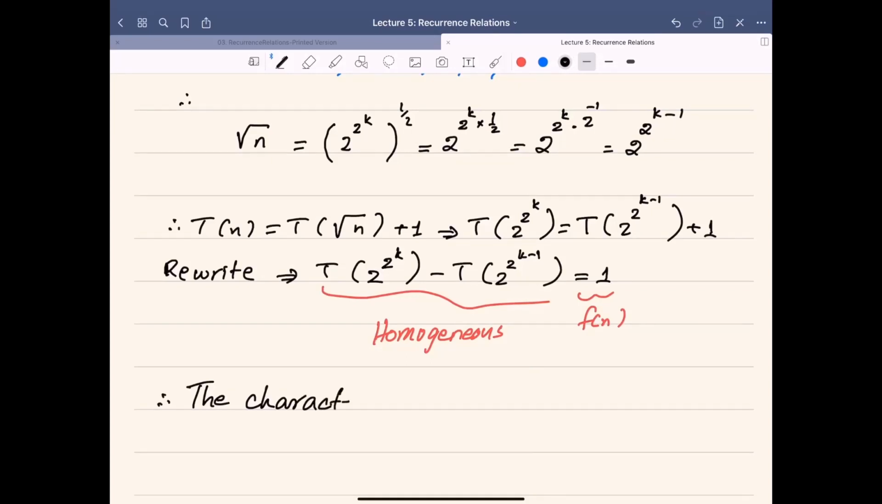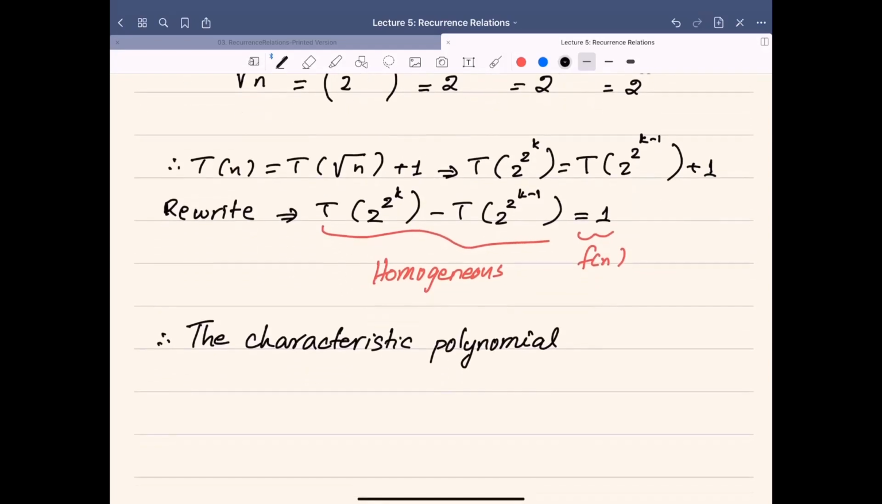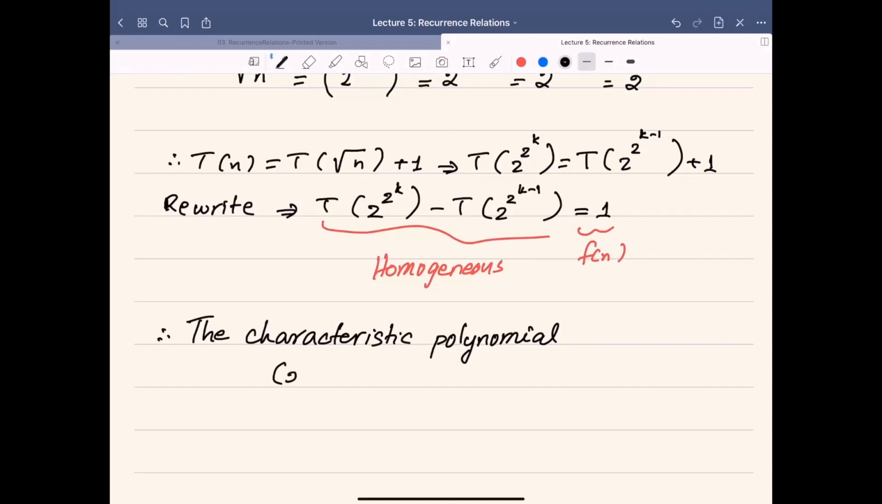first for the homogeneous, it will be x minus 1 because there is no number in here. If you can imagine, because we have a_k and here we have a_{k-1}, the root will be x minus 1, and the root for f of n will be equal to x minus 1. So we have repeated roots. R1 is 1 and R2 is also 1.